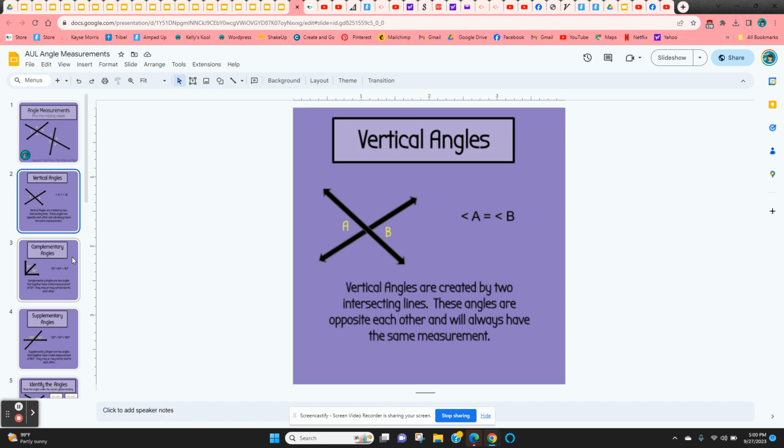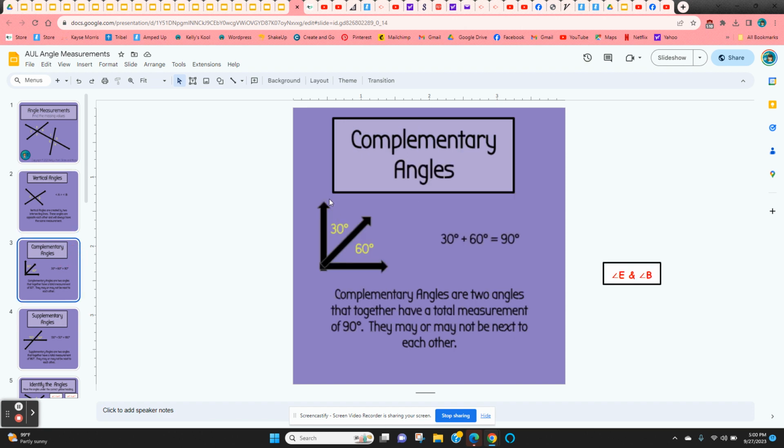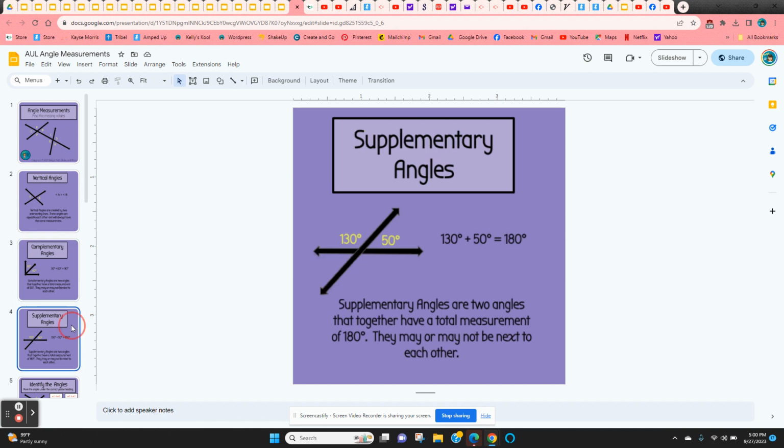They're called vertical angles. Complementary angles together measure 90 degrees. They may or may not be next to each other. Supplementary angles together add up to 180 degrees, and they don't necessarily have to be next to each other.